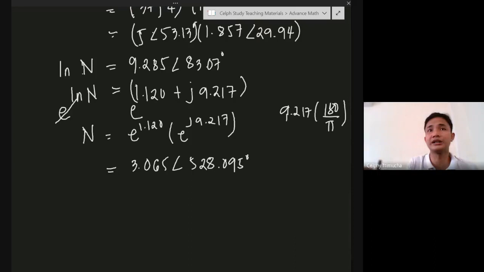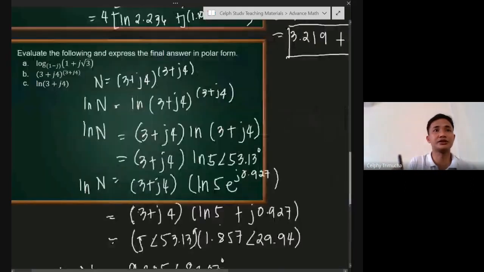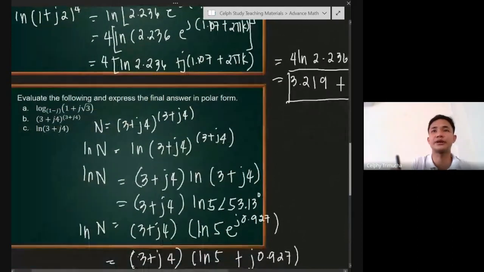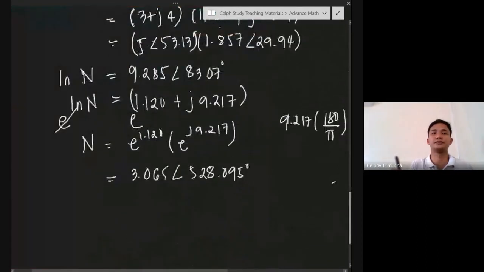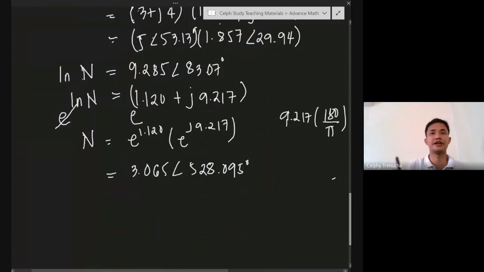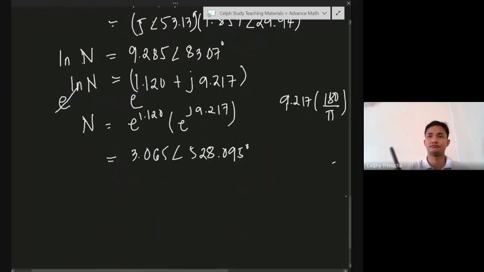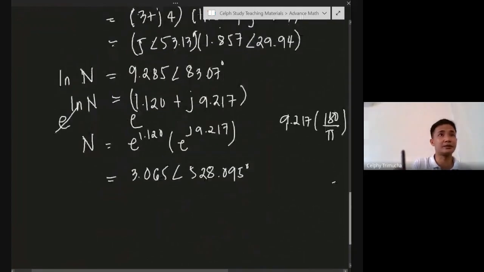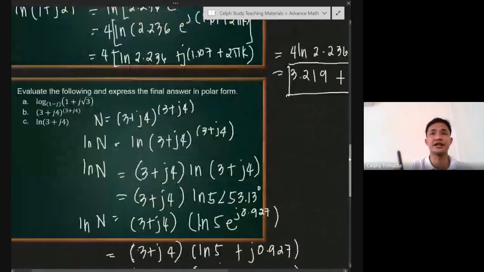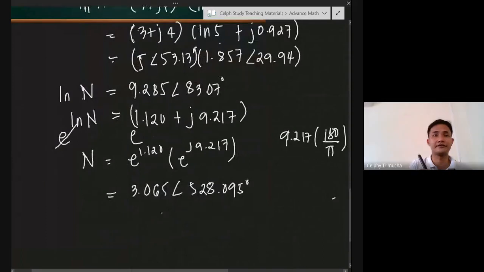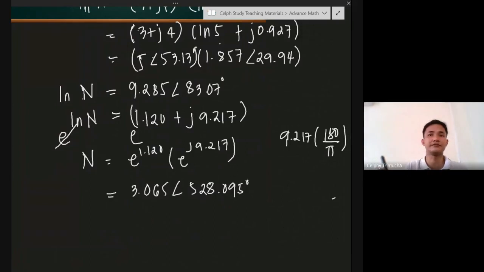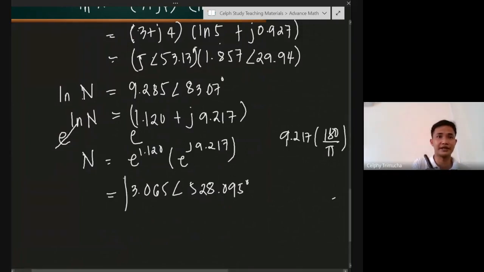Okay, the instruction is to evaluate and express the answer in polar form. There is no other requirement, so we express the answer in polar form. So this is now our final answer: 3.065 angle 528.095 degrees.